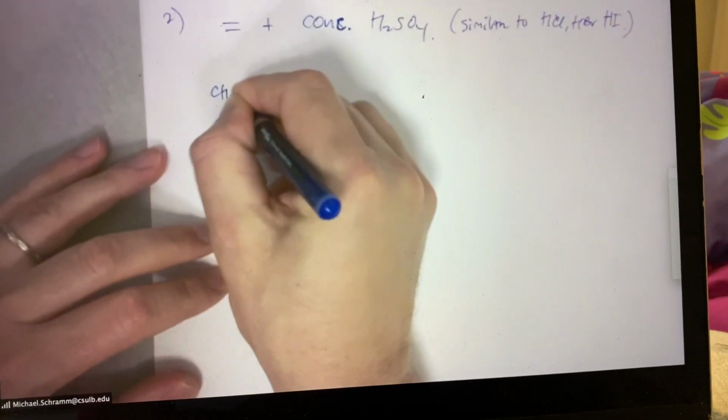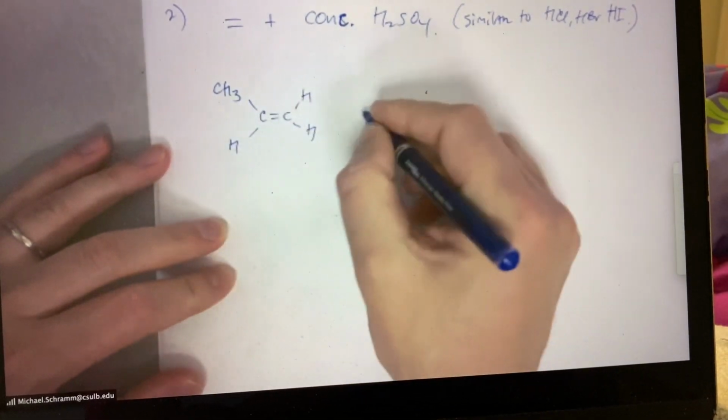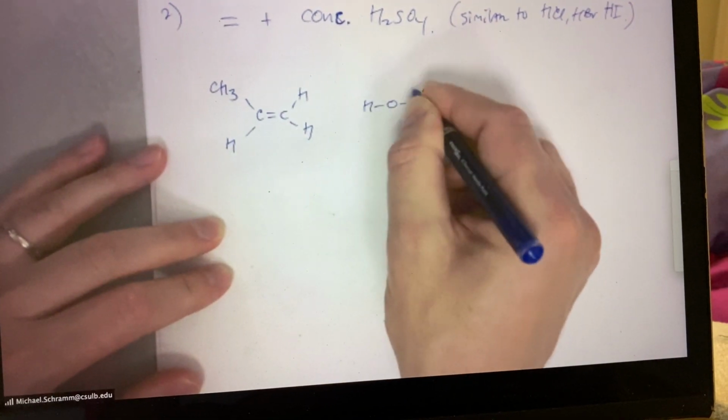So let's just take a simple one. We'll go back to the basics. Take propene. I'm going to draw the correct Lewis structure for sulfuric acid.